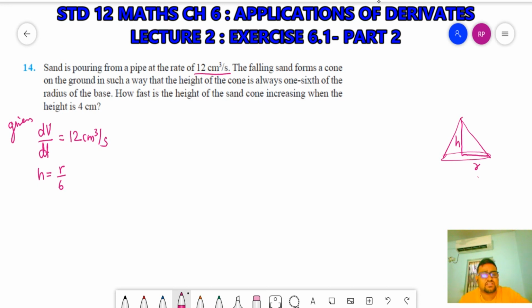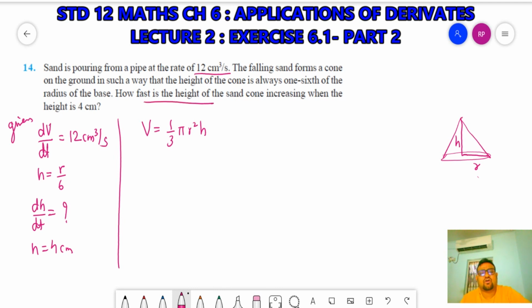How fast is the height of the sand cone increasing when the height is 4 centimeter? So you have to find out dh by dt when height is equal to 4 centimeter. Now let's take the volume of a cone, that is 1 by 3 pi r square h. As we need to find the rate of change of height, I will replace the value of radius in terms of h. Means h equal to r by 6, that means r is equal to 6h.